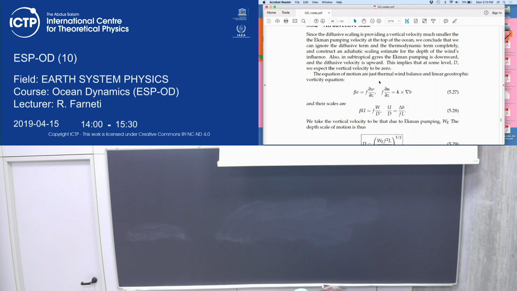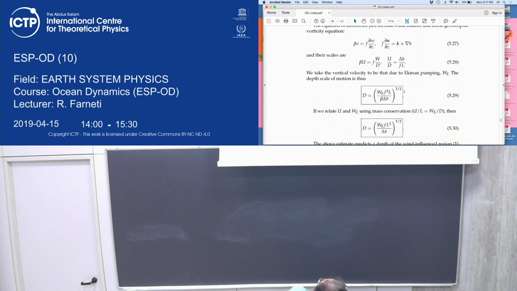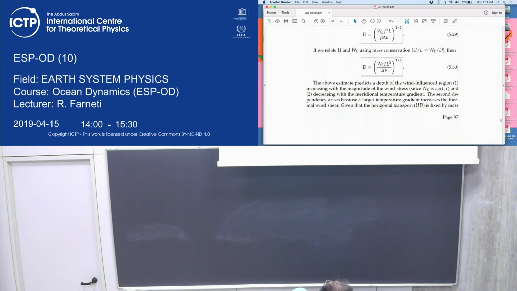So for the equation of motion, we say advection must be the dominant factor here, so we ignore diffusivity totally, and the thermal wind balance and linear geostrophic equation is what we're left with, because we neglected the diffusivity. Scales look similar to before. Take the vertical velocity to be that of the Ekman pumping, and the depth scale is now given by this D, which you can rewrite this way if you prefer.